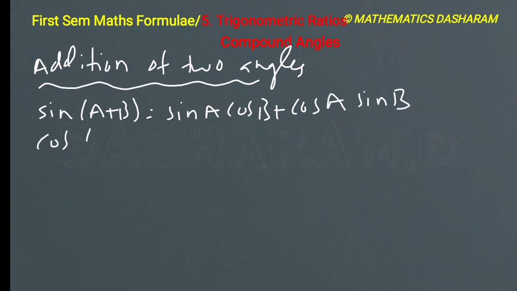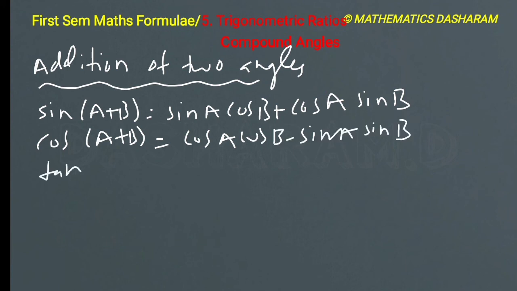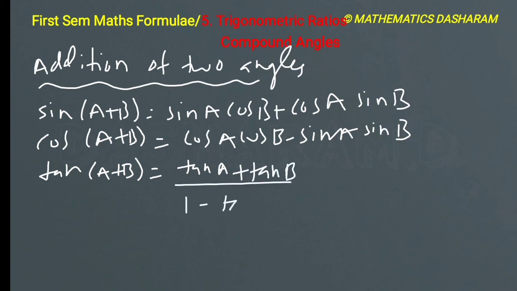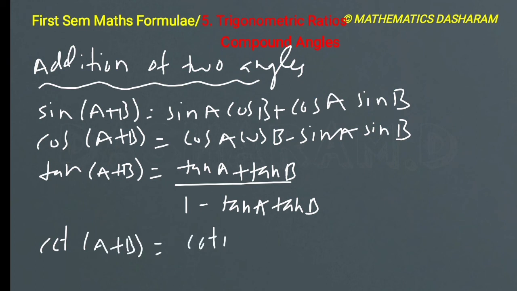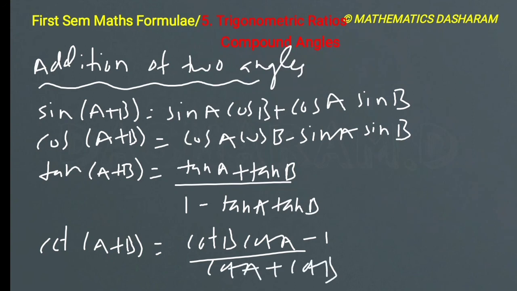Next, cos of A plus B equals cos A cos B minus sine A sine B. Next, tan of A plus B equals tan A plus tan B divided by 1 minus tan A into tan B. Next, cot of A plus B equals cot B into cot A minus 1 divided by cot A plus cot B. So these are the addition of two angles formulae.